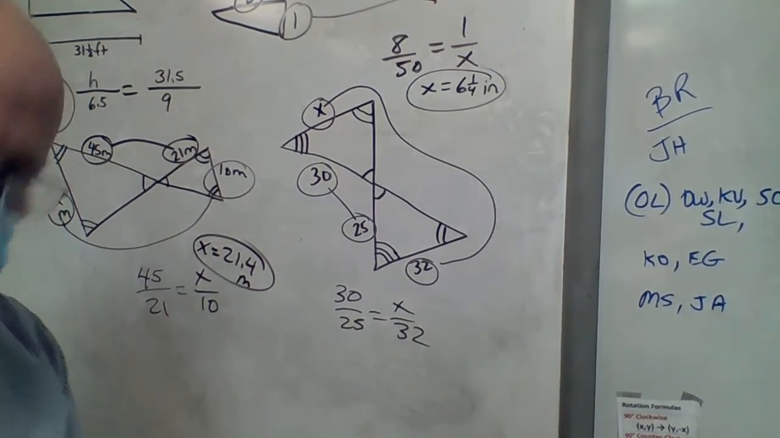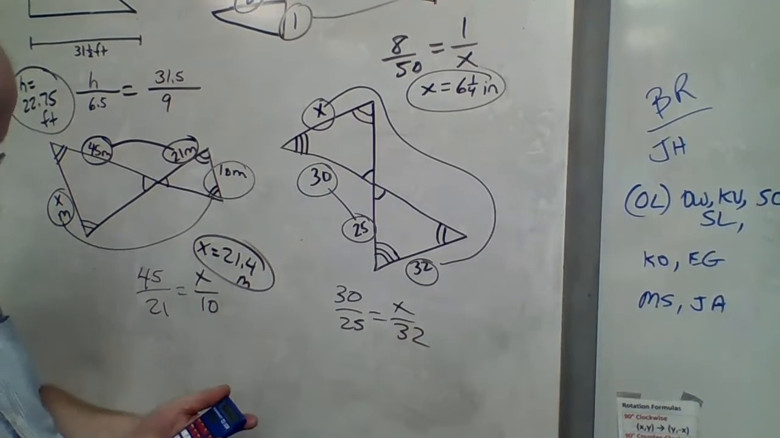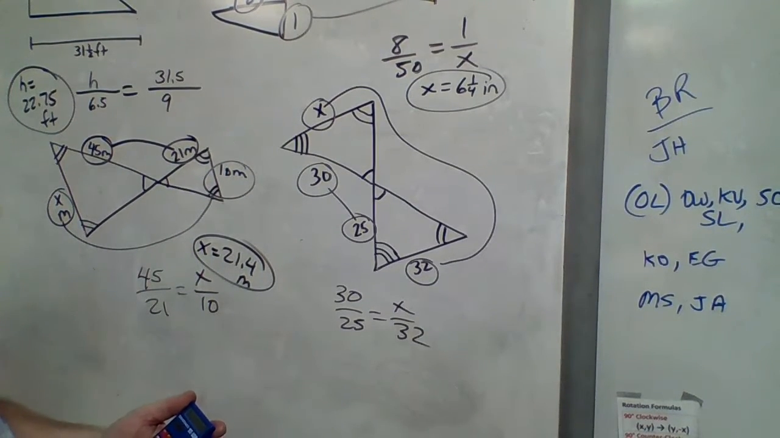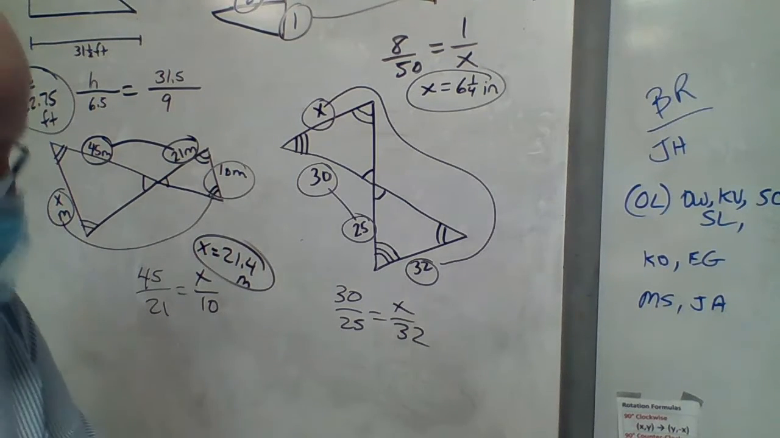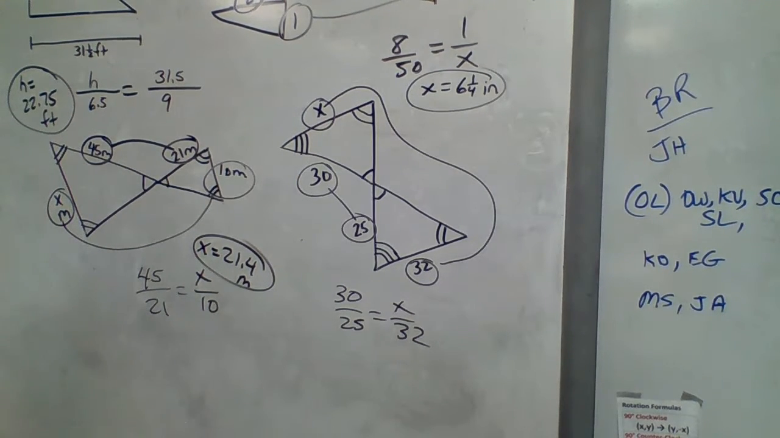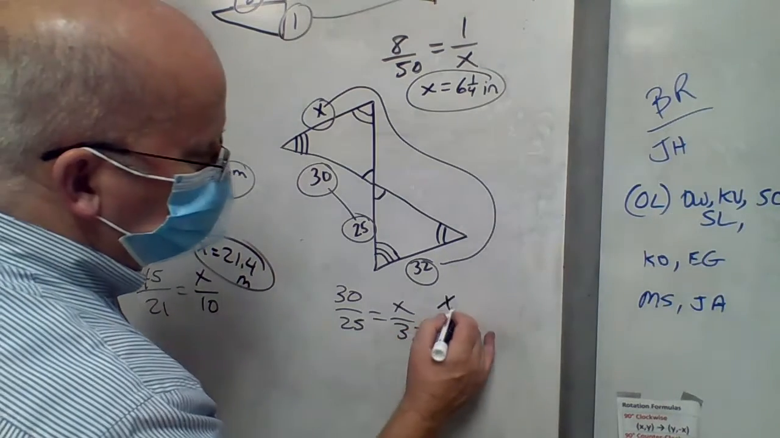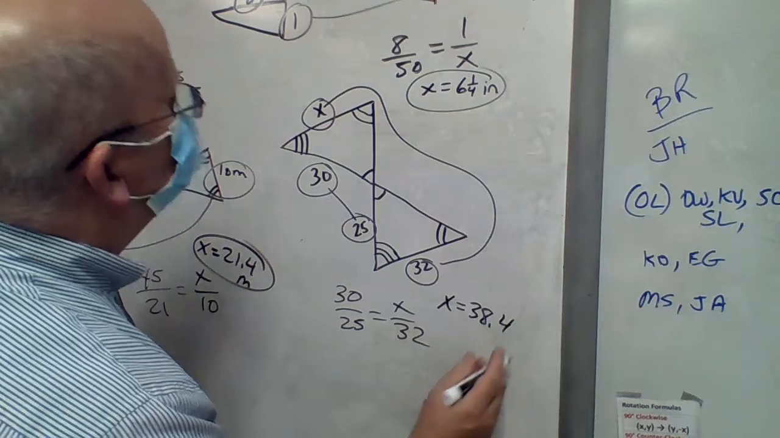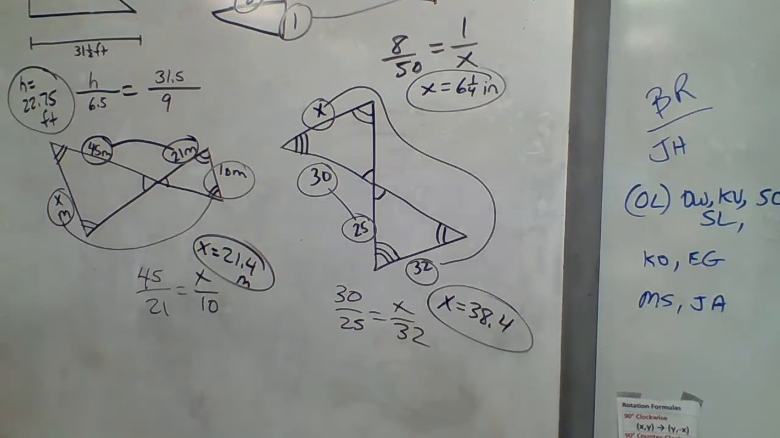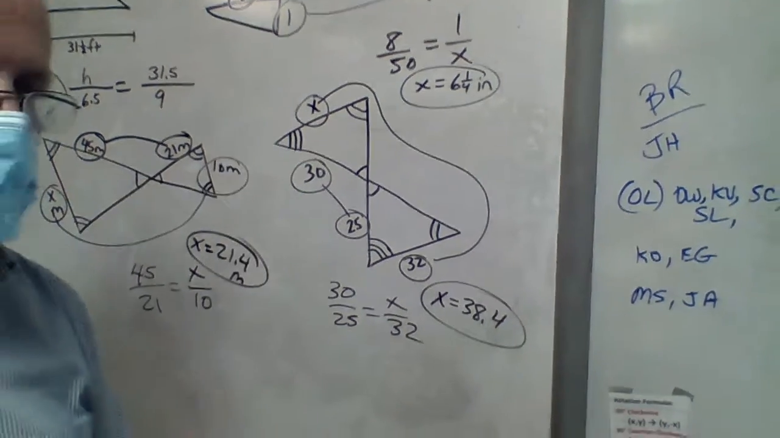Can you see that? Yep, good. And I'm going to multiply the 30 times the 32 and divide that by the 25. And I get something in the neighborhood of 38.4. X equals 38.4. No label because I didn't put any labels on the problem.